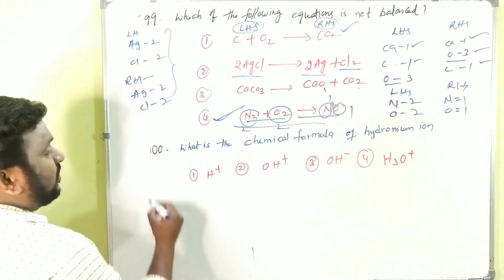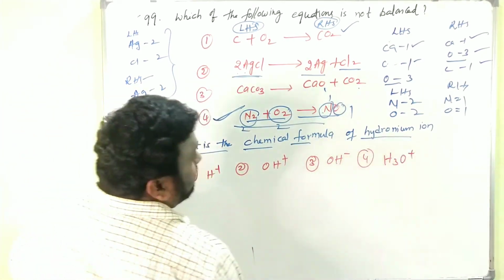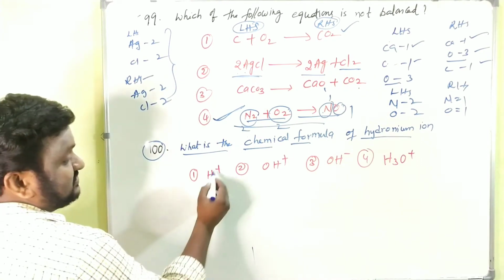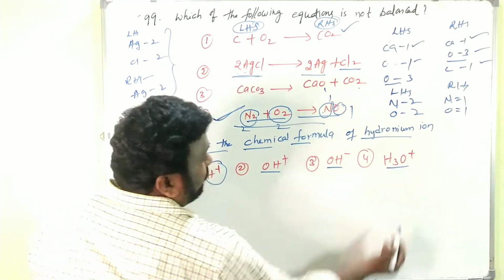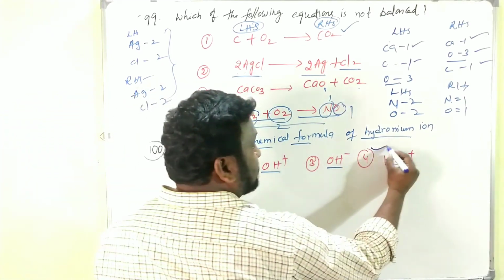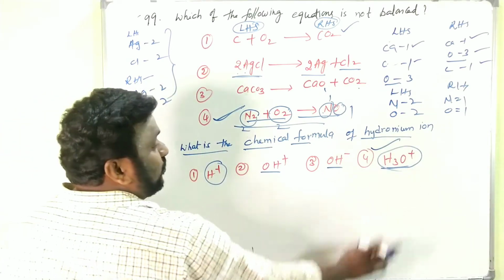And next question, question number 100. What is the chemical formula of hydronium? So H plus, OH plus, OH minus, H3O plus. So the fourth option is the correct one. This is the direct bit. Hydronium ion is H3O plus.